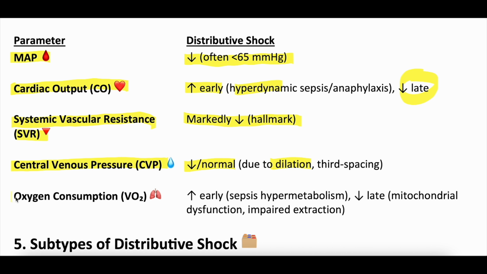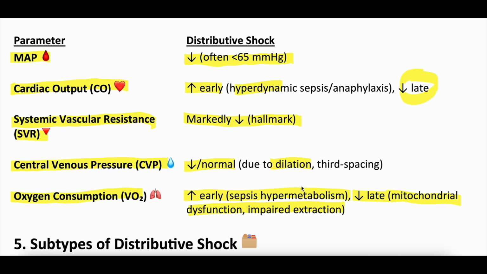And then your oxygen consumption, your body actually in the early stages is hypermetabolic and hyperdynamic. It is consuming more oxygen than is typical. Now, in the later stages, when you start to have some more mitochondrial dysfunction, especially in septic shock, you might have less or an inability to extract and use oxygen, which can be a really negative indicator as a poor outcome, but in the early stages, you're certainly hypermetabolic using more oxygen. So those are some of the classical parameters you might see in distributive shock with somewhat of a focus on sepsis.